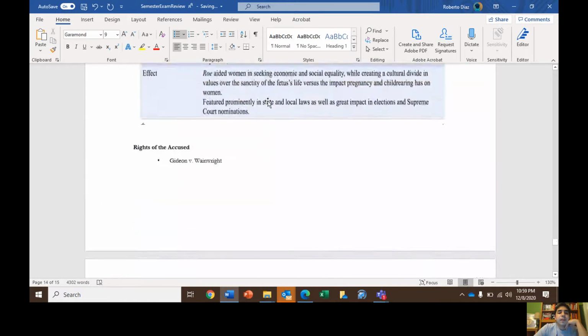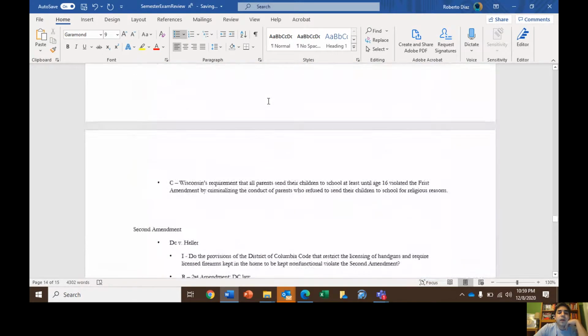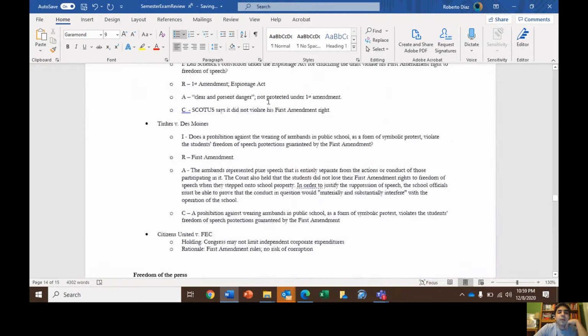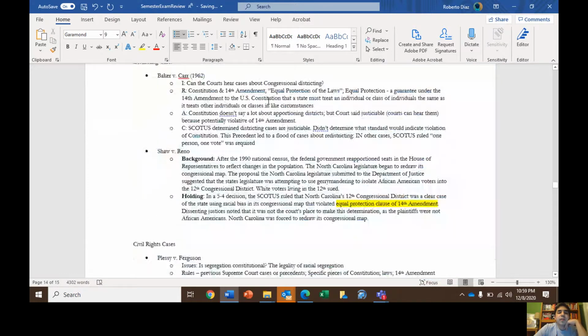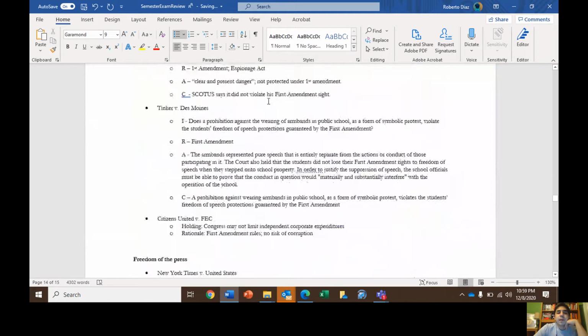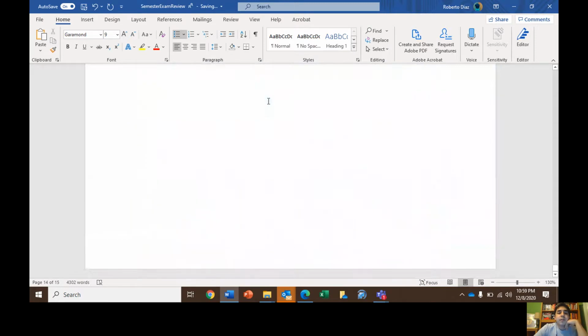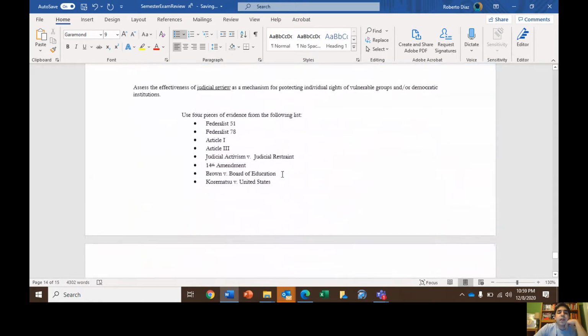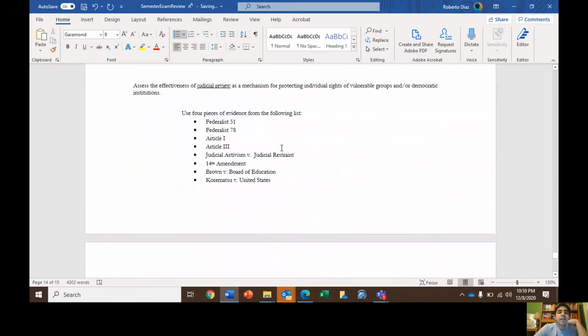And remember to definitely use the reference sheet to help you refresh your memory about what Federalist 51, for instance, says. What does Federalist 78 say? What does Federalist 70 say? What's the 14th Amendment? All those good sorts of stuff, right? That's why I included such a long list of pieces of evidence, and I asked you to choose 4 pieces of evidence from the list.